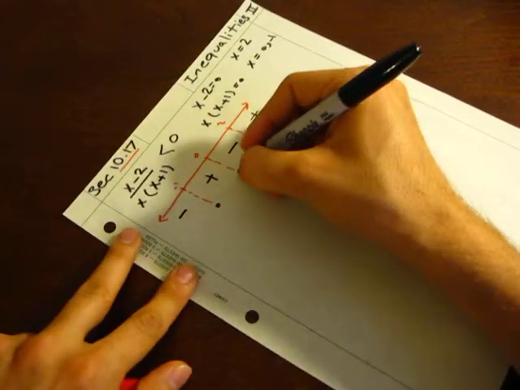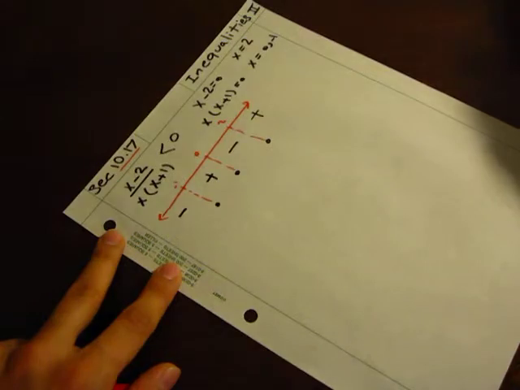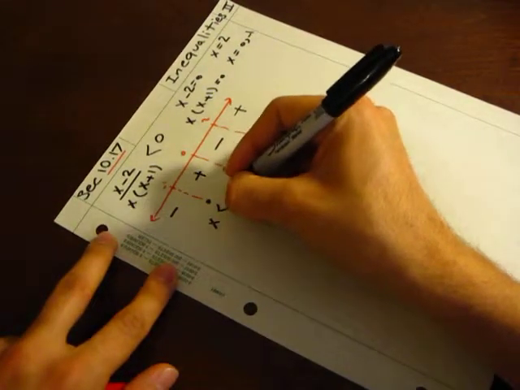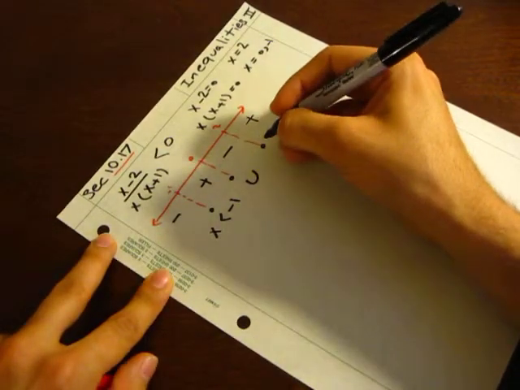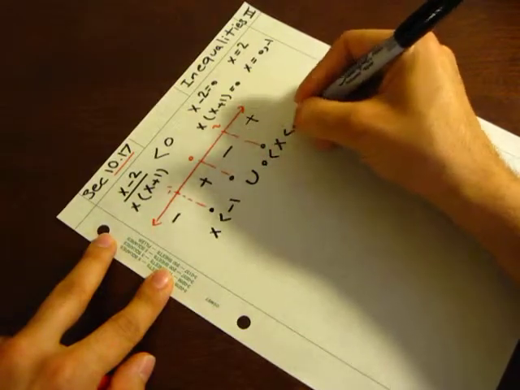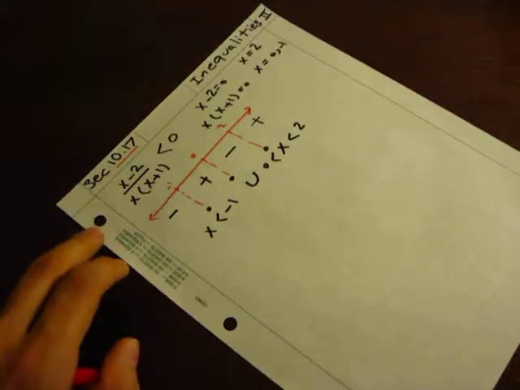At these roots it's 0. So I need to find the regions where it's negative. It's going to be x less than negative 1 in addition to x between 0 and 2. This is going to be my answer.